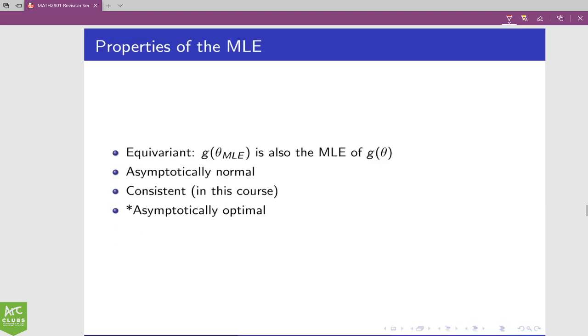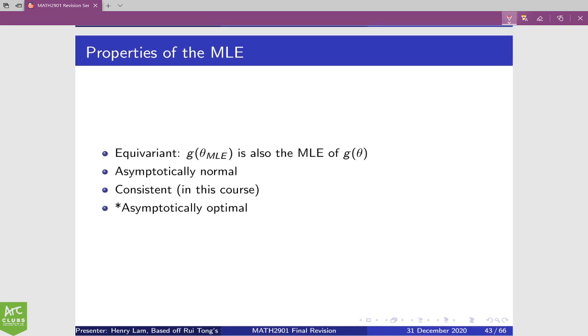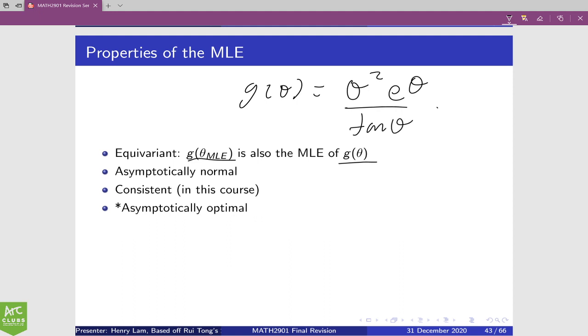Now, properties. Some of the MLE is better. I feel like the MLE is better than the method of moments estimator because it has more desirable properties. It has this equivariance property. So what it means is that suppose you're interested in some parameter. For some reason you're interested in this thing here, g of theta. Right? You want to estimate this. For some weird reason you want to estimate this. As you can see, it's very complicated to estimate directly. So you probably don't want to do that.